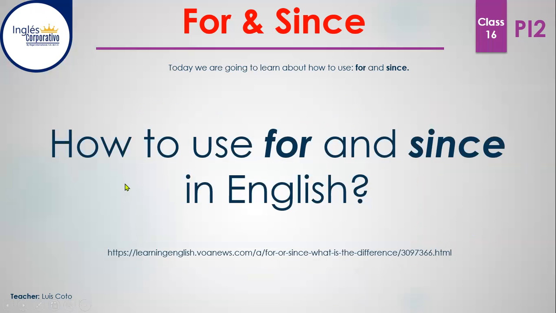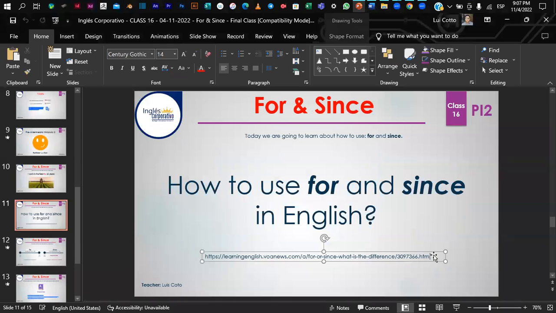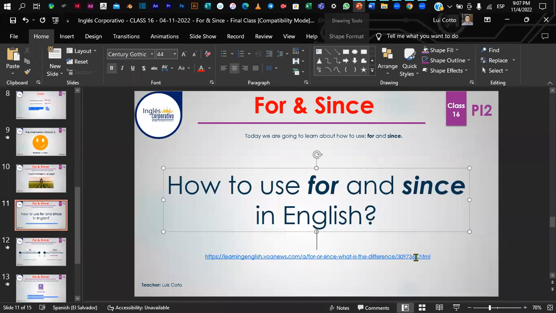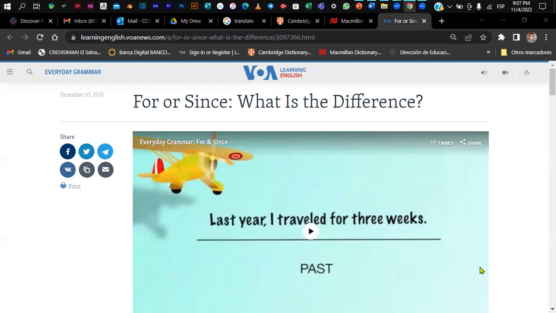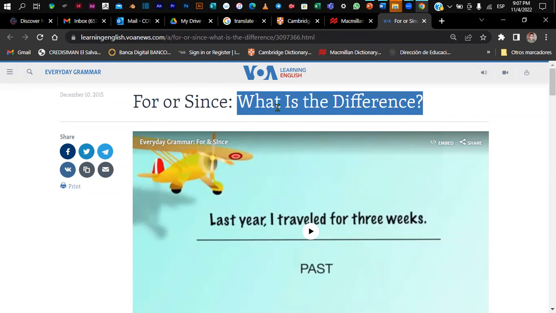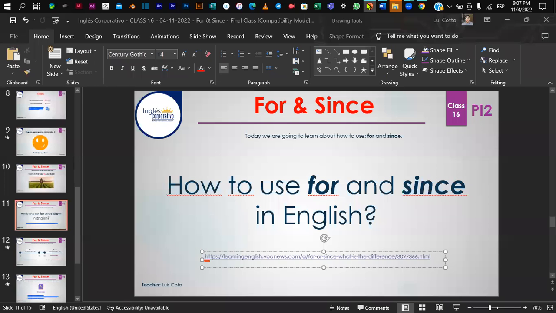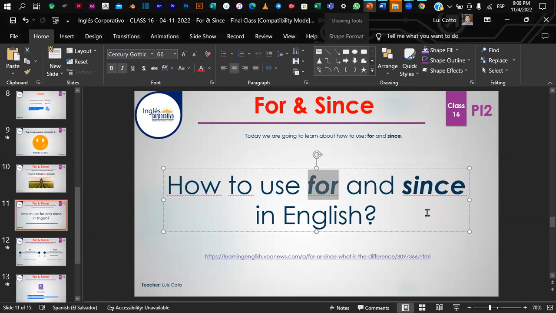Okay, we can check how to use for and since in English. We are gonna study this a little bit, because in speaking English we use these two words. For that purpose, we're going to check a short video with this topic. For and since, what is the difference? Do you have any idea about the difference between for and since?